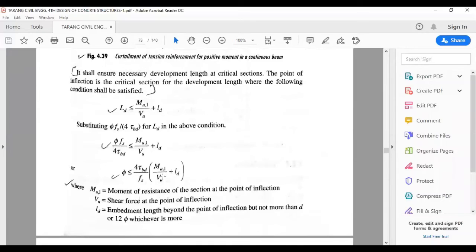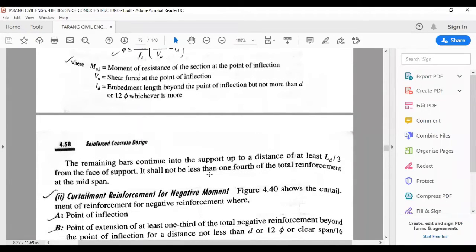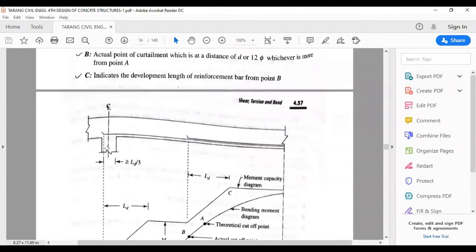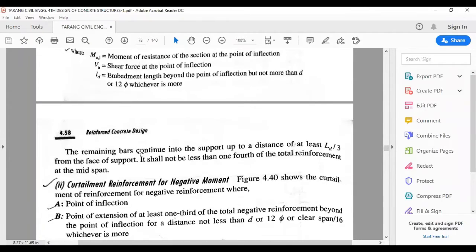And LD is equal to the embedment length beyond the point of inflection, but not more than D or 12 times the dia of the bar, whichever is more. So as we discussed, the remaining bars continue into the support up to a distance of at least LD upon 3. So this remaining should be at least greater than or equal to LD upon 3 from the face of the support, and it shall not be less than 1/4 of the total reinforcement at the midspan.